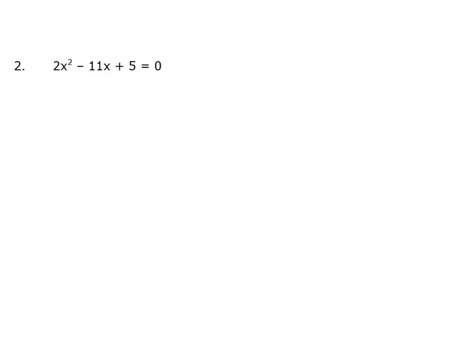On problem 2, same process. We're going to solve by factoring. So I take the leading coefficient of the first term, 2, and the last term, 5. I multiply those to give me 10. Then I list all the factors of 10. And then it's almost like reading the equation backwards. I want to know which ones are going to add to 11, which is 1 and 10.